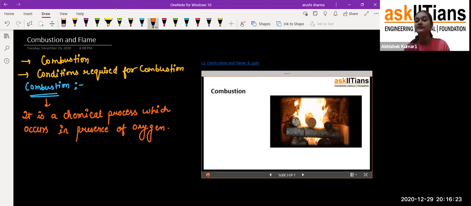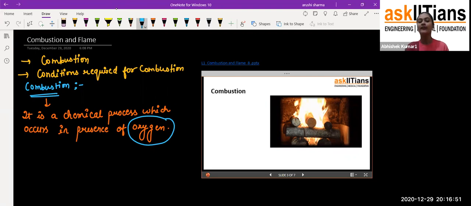Because if there is water, what will happen is it will cut off the supply of oxygen to the fire process, and if there is no oxygen, there will be no combustion. Exactly, student, combustion will occur only when there is the presence of oxygen. It is a chemical process which occurs in the presence of oxygen. Just remember, it is a very important thing. If there is no oxygen, then there will be no combustion. And again, we'll come to know exactly what combustion is.